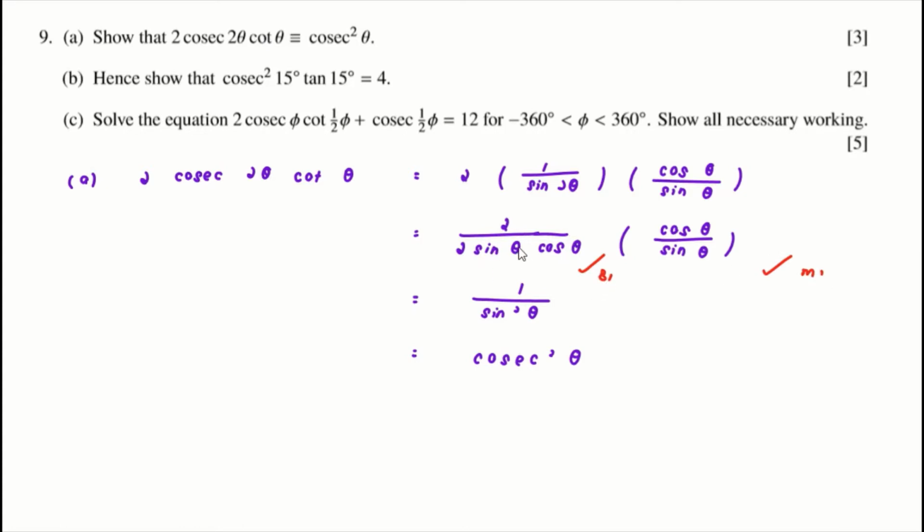If you are able to identify this and change it to 2 sine theta cos theta, then you get it. Then you simplify everything, the process until you get your last answer, then you have your A1.